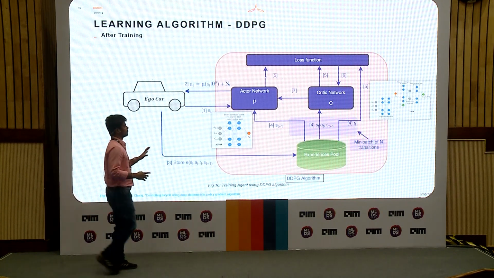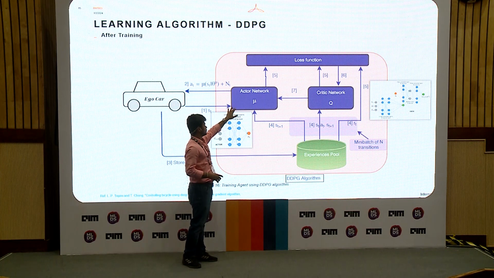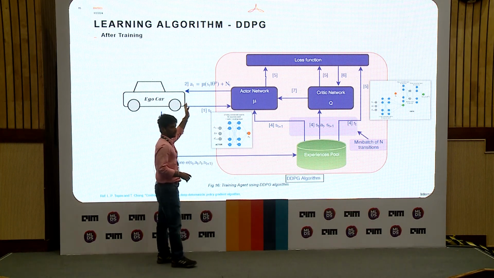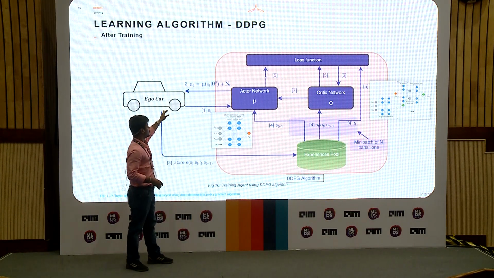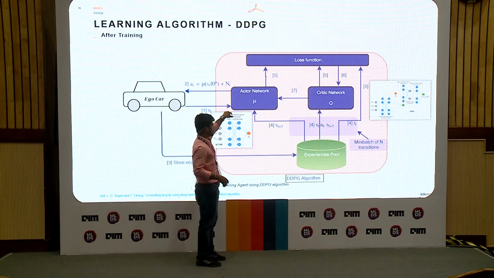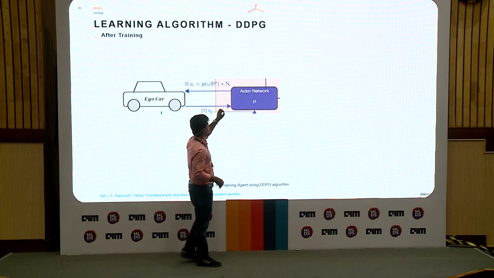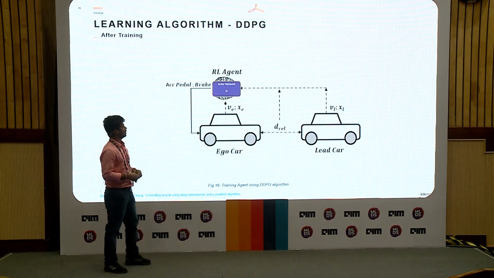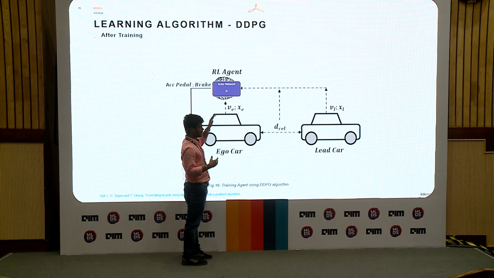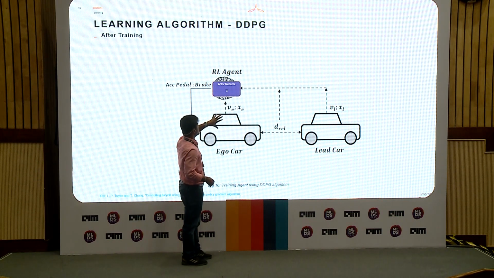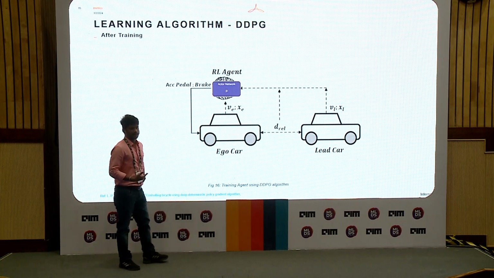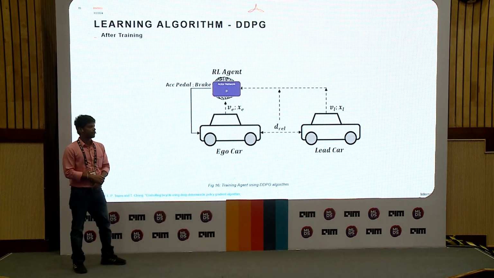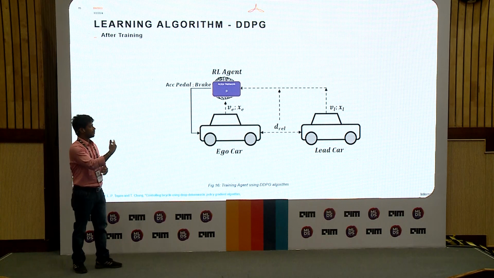So after training, we have this actor network, which is going to give the control to the ego car. This is the policy which we would like to take up and put into our control system. Now, after training, we have this block which will look at the states and then take proper, optimal action. We'll see how optimal it is and how generalized it is in our validation.